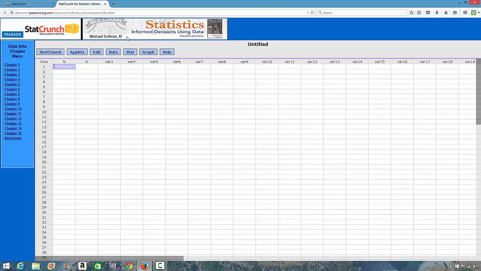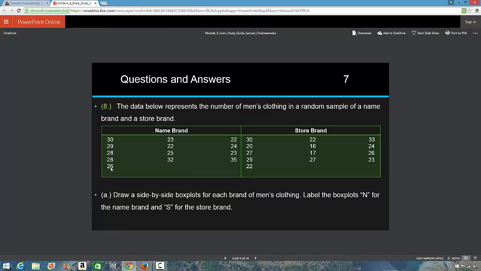Name brand, I have 30, 29, 28, 28, 26, 23, 22, 25, 32, 22, 24, 23, 35. Okay, it should be 13 here, so let's make sure: 1, 2, 3, 4, 5, and 5 plus 8 is 13.